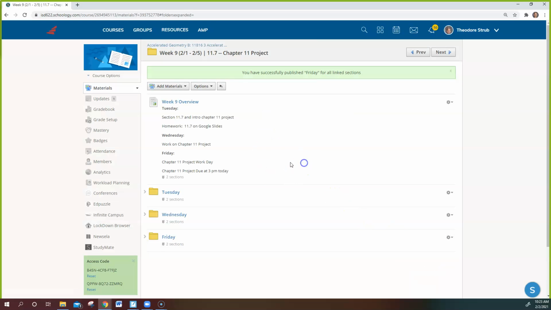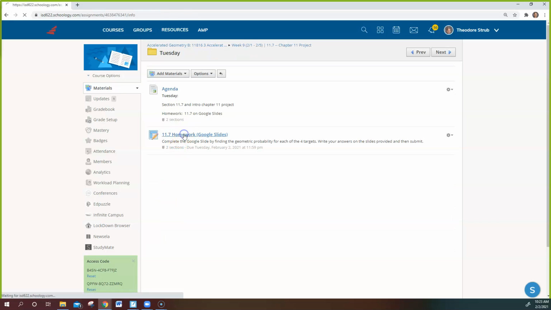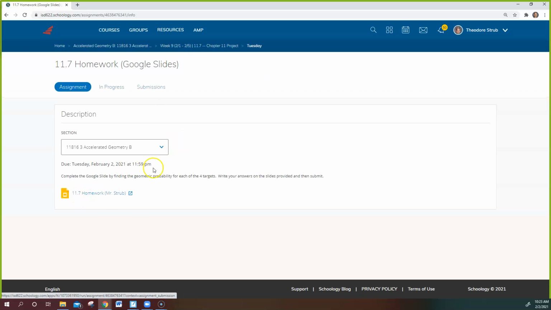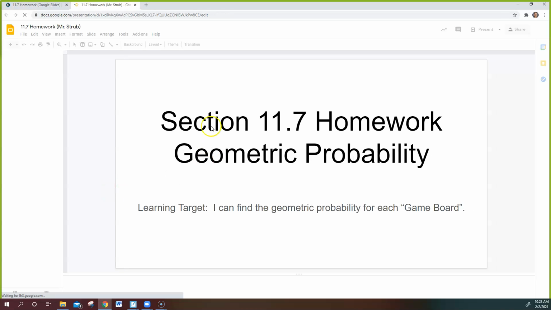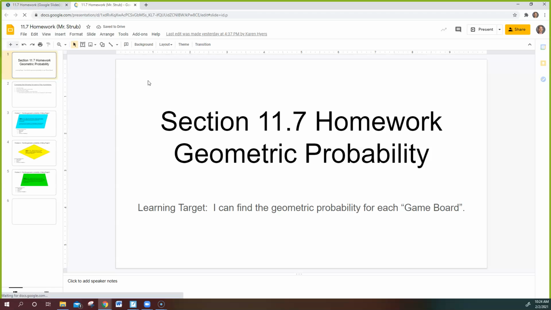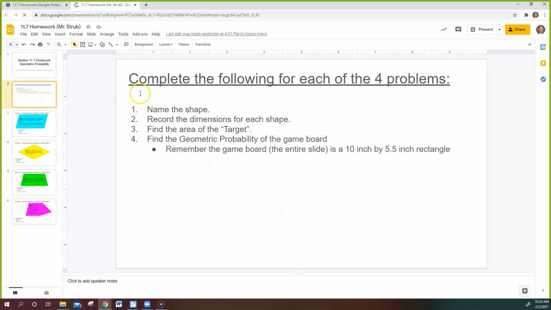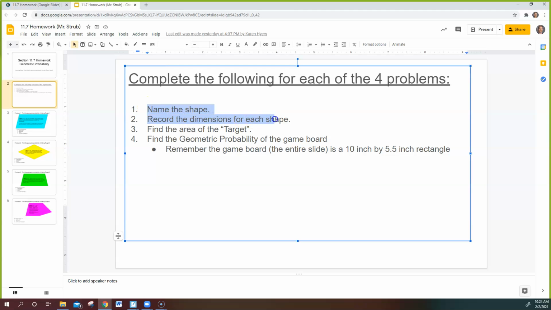Okay, so if you go under the Tuesday section, here's where you click on the 11.7 homework. It might view different for you, but you open up 11.7, and it will give you your own Google slide. The instructions are here. You have to name the shape, record the dimensions, find the target area, or the area of the target, and then find the geometric probability, and remember that the entire game board is 10 by 5.5 inches.